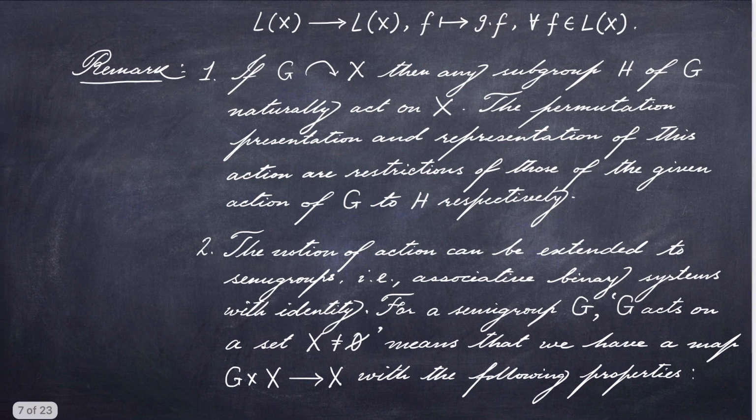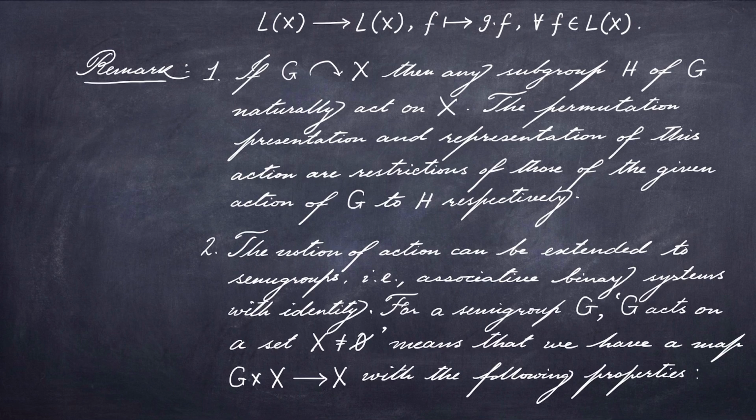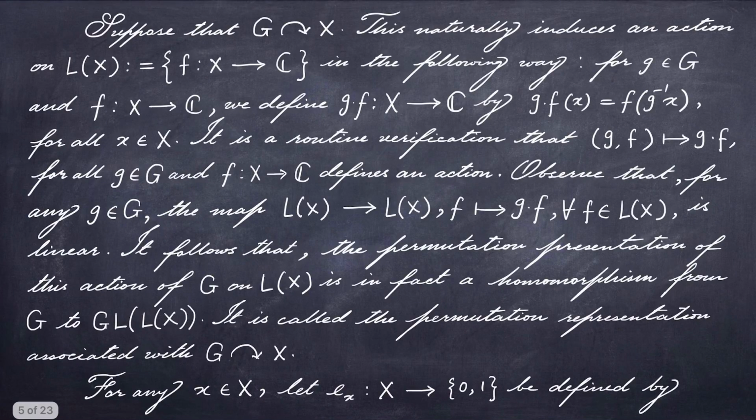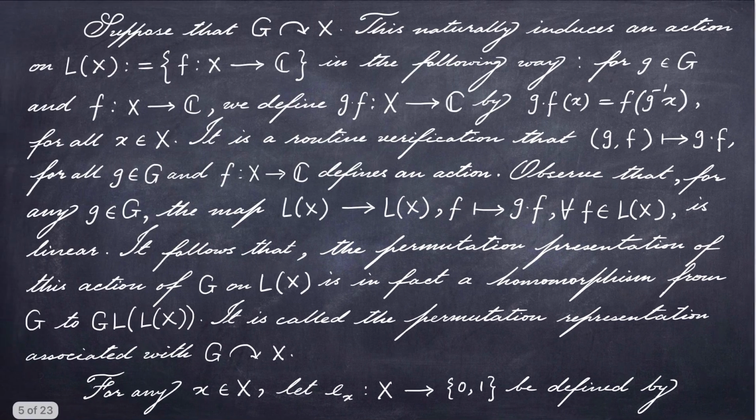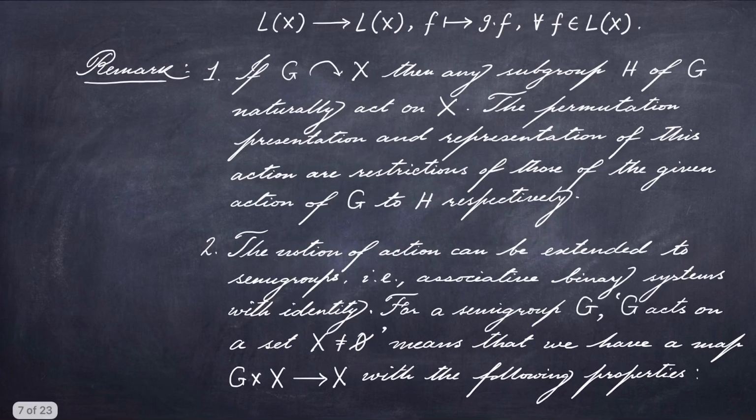And the second remark that I want to make is that the notion of action can be extended to semigroups. Here we defined the notion of an action of a group G on a set by symmetries. In this remark, I would like to say that this notion of action can be extended to semigroups. So what is a semigroup? A semigroup is just an algebraic structure which is one step before being a group. That is, it's a binary structure, associative, having an identity, but all the elements may not admit their inverses. Just one step behind the group.